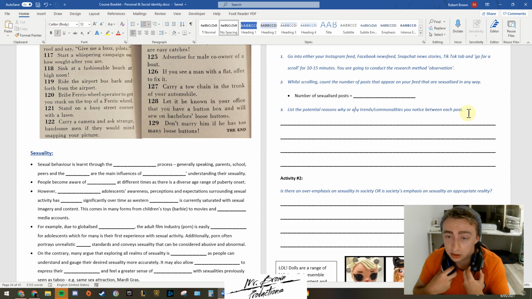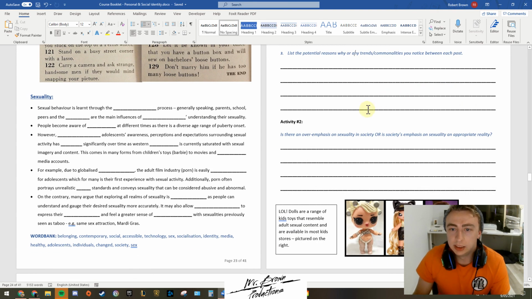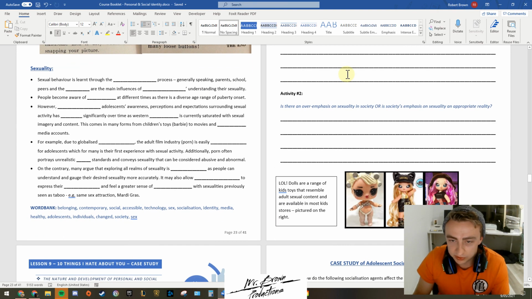So what I mean by that is, are most of your sexualized posts from, say, celebrities or things like that you follow, or are they mostly coming from your micro community with your close friends, or are they coming from meso community with your, I guess, school acquaintances? So notice any trends or commonalities that you think are there, and then I want you to tell me why you think most of those posts are sexualized. Okay, so pause and do that. Once you've done that, we'll go to activity 2.